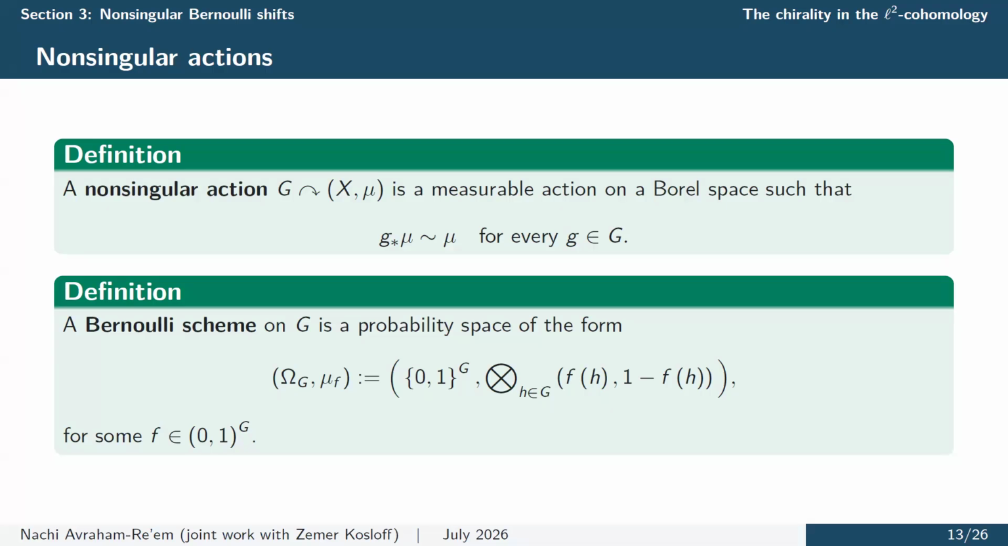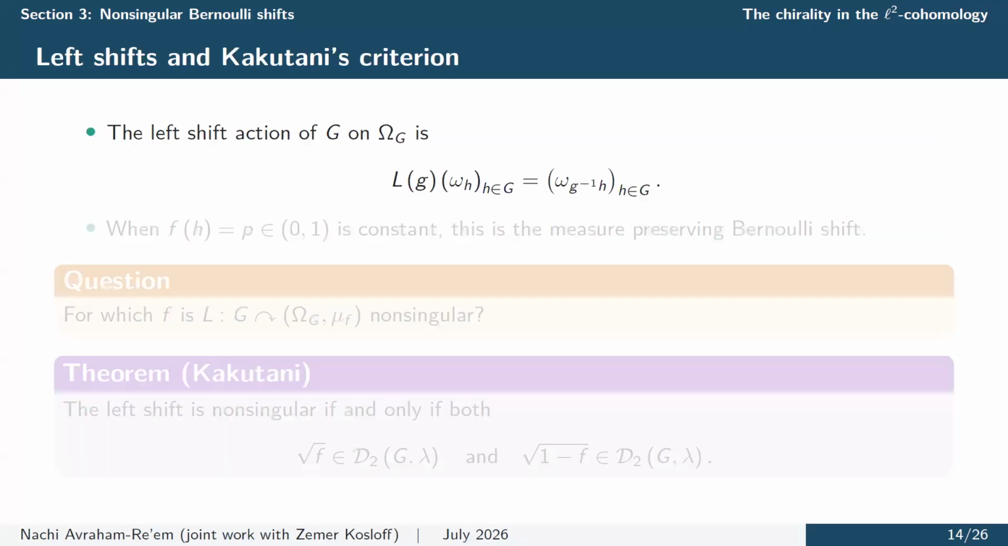Okay, so now let me try to connect these two notions. First, a Bernoulli scheme has a very natural action by translating, just the shift action. Let's consider, call it L, the left shift. So G acts on omega G. If I take a configuration of 0s and 1s indexed by G, then I can just translate it from the left. Okay, that's the shift action.